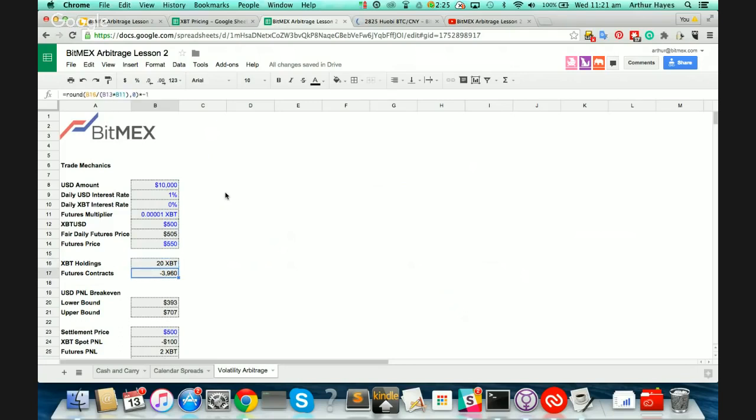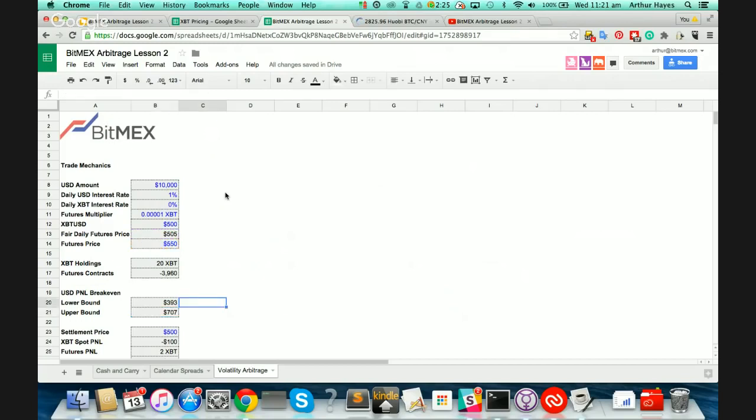Now, solving the quadratic equation for a profit and loss of $0, we can come up with the lower and upper bounds of where we start to lose money on this strategy, because we're selling futures contracts and buying spot. And so you can see here the formula for that.